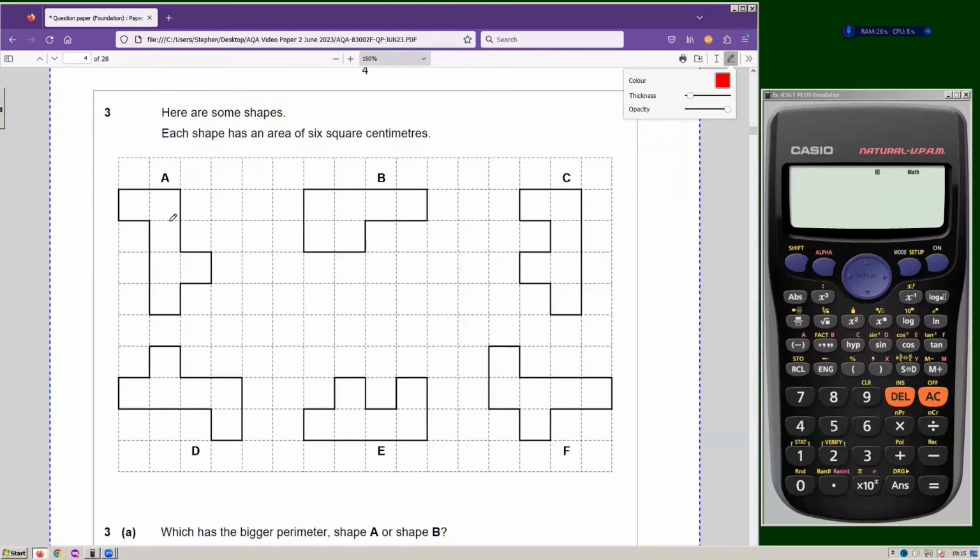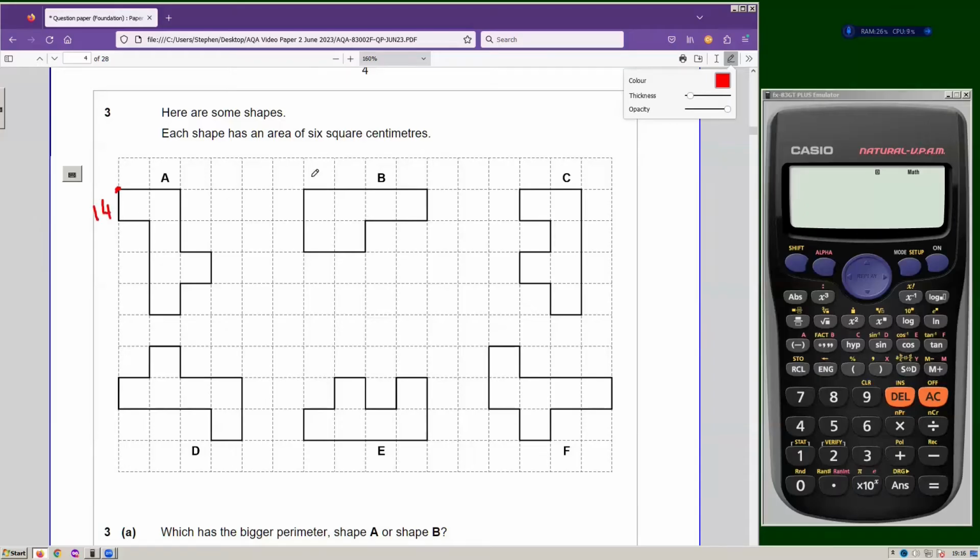Well, quick look at it. I think it's shape A because it's got more edges on it. But we're going to count them. I always like to start from one point like this. 1, 2, 3, 4, 5, 6, 7, 8, 9, 10, 11, 12, 13, 14.